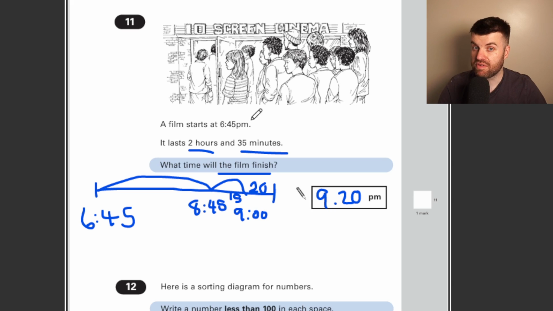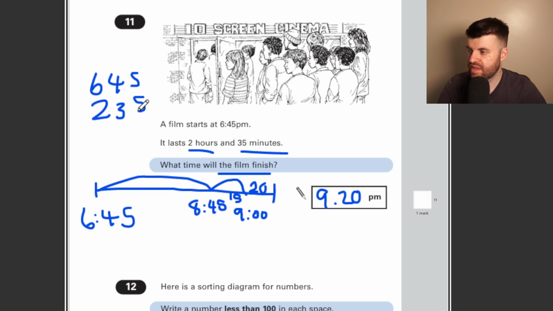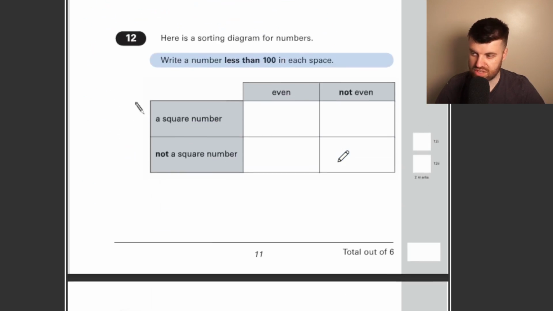Guys, you need to do jumping forward. Using a timeline for this is the best way. Okay, I promise you. For example here, if you did 6:45 plus 2 hours 35, 5 plus 5 is 10, 4 plus 3 plus 1 is 8, and we get 8:80. Now that might confuse you. 8:80 is not a time. If you're really confident, you might know that there's 60 minutes in an hour, so it'll go to 9 with 20 left over. But the best way is to do the jumps forward, just like this.